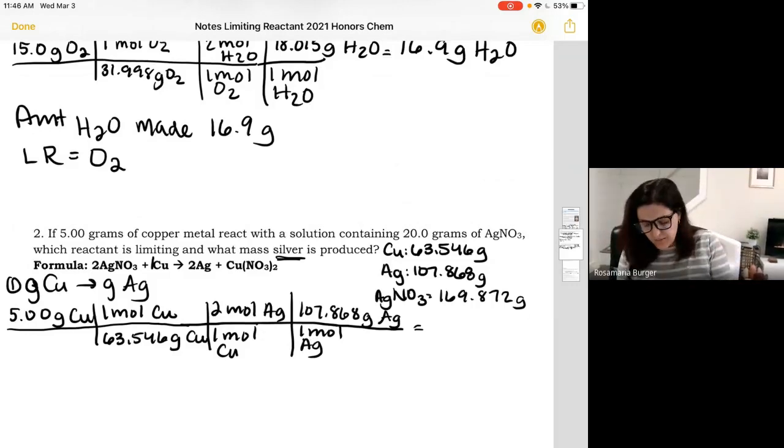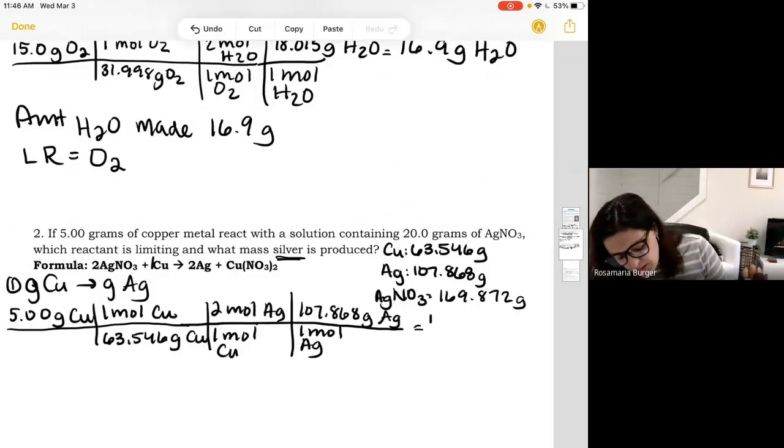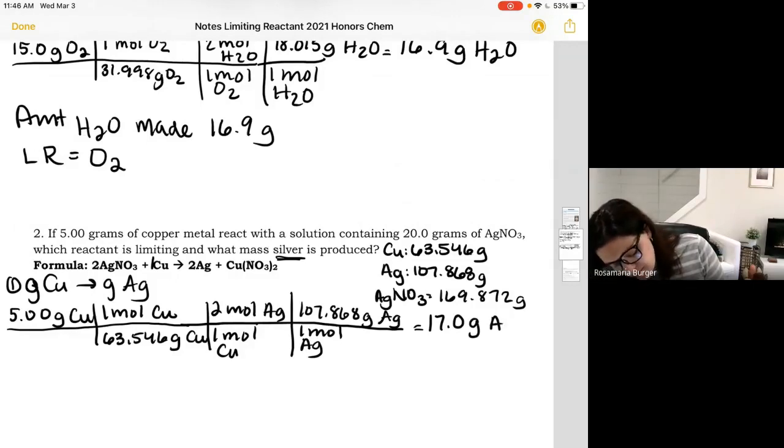We've got 5 divided by 63.546 times 2 times 107.868. I get 3 sig figs. So my answer comes out to be 16.974. So then my answer will be 17.0 grams of Ag.